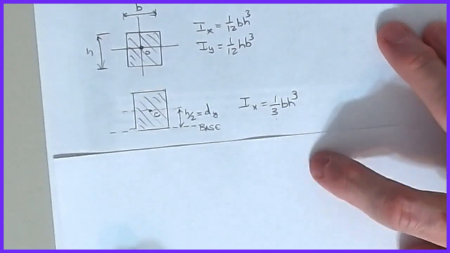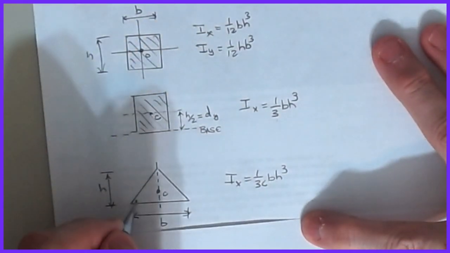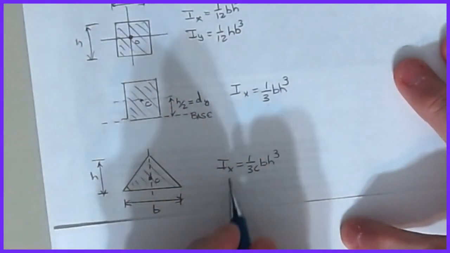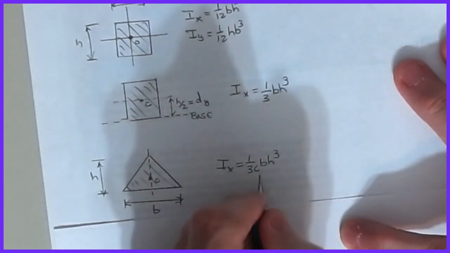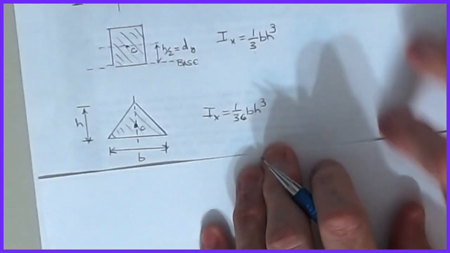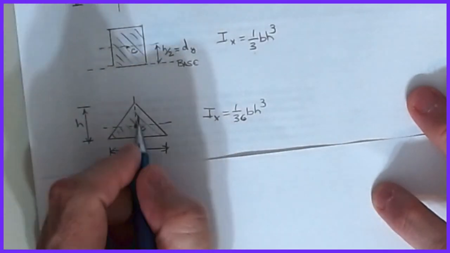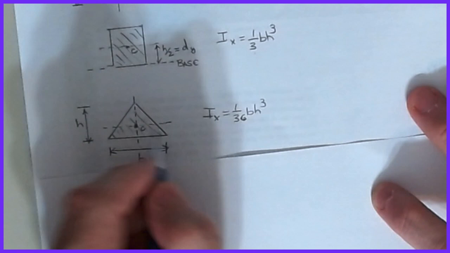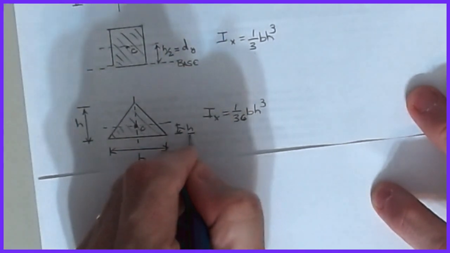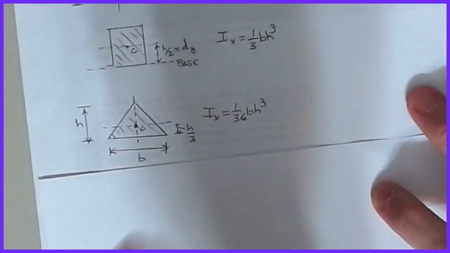The other shape that we have is a regular triangle that's b wide and h tall. And for that, Ix is 1/36 bh cubed. And again, that's assuming that I'm taking a value about its centroidal axis, that we know that this distance here is h/3 up from the base. And then you can do similar things in the y direction.